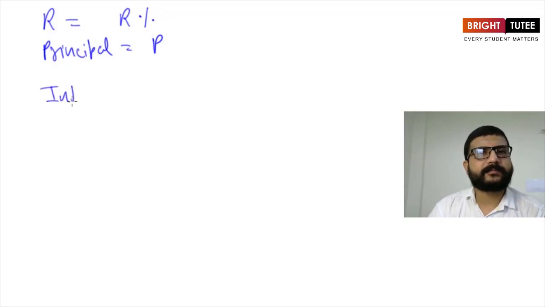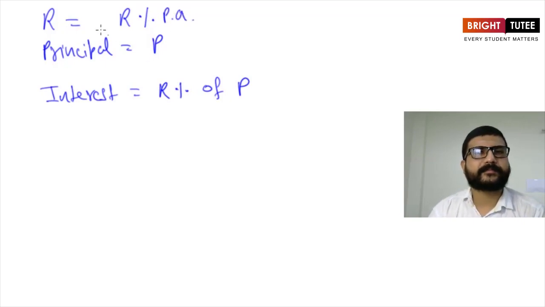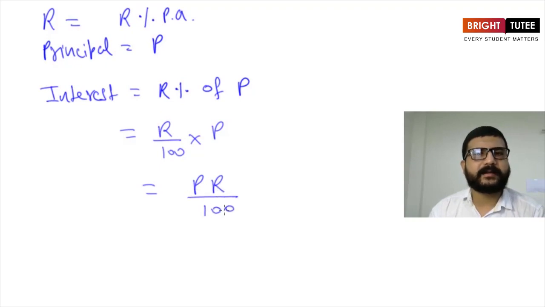Interest will be equal to R% of P. Now this rate is per annum. So at the end of 1 year, the interest to be paid will be R% of P. Now this is equal to R upon 100 into P, which can be written as PR upon 100.